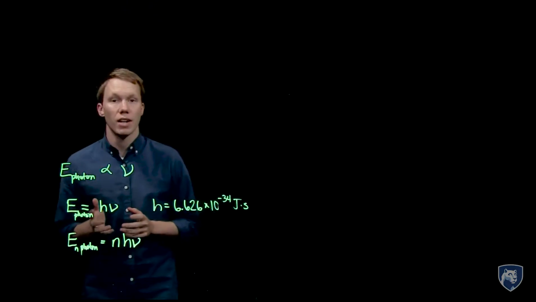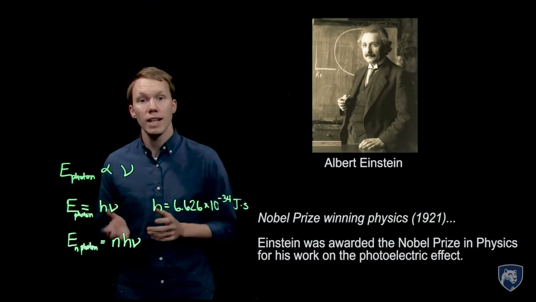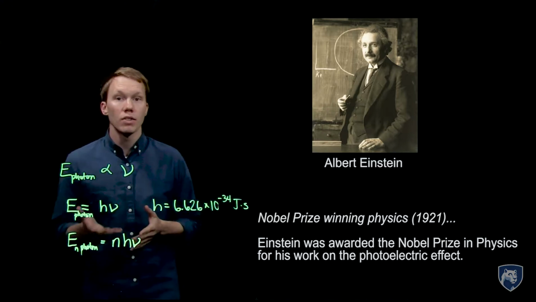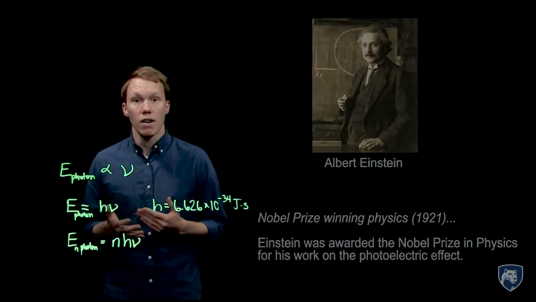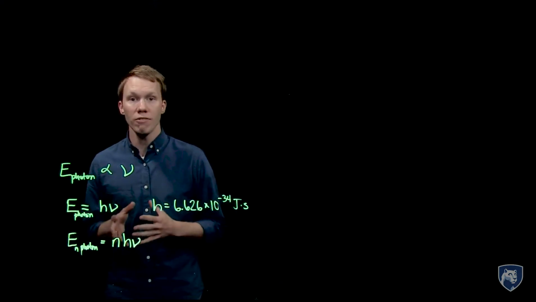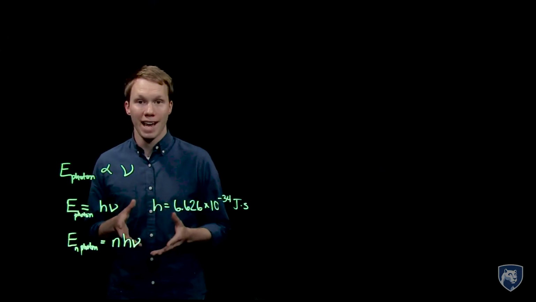A few years later, Einstein was doing work on the photoelectric effect, and in 1905, he found experimental data that supported Planck's proposal. So at this point, we now think of light as both a wave and a particle, and this is known as the wave-particle duality and is foundational to the field of quantum mechanics.